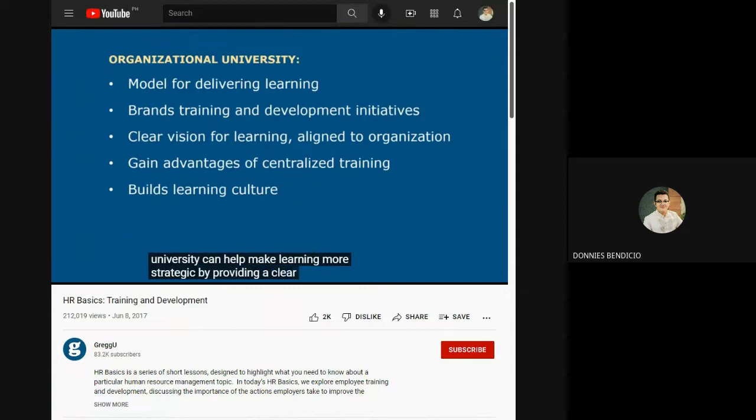strategic by providing a clear mission and vision for learning and ensure that it's aligned with business needs. It can also help organizations who have a strong business culture and values ensure that those values and mission are emphasized in learning curriculum. This occurs through providing consistent training activities, disseminating best learning practices, effectively using technology, and establishing partnerships to develop custom training programs that serve employee and organizational needs.